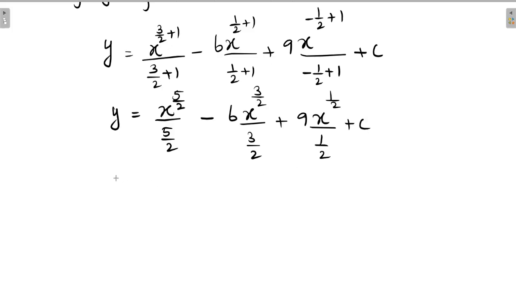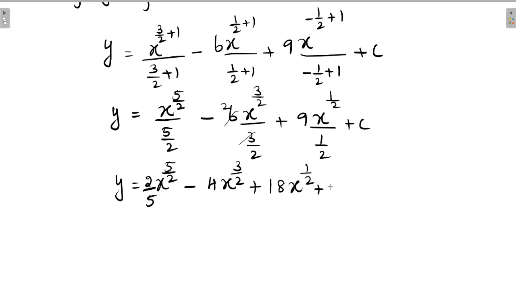Now we can simplify. Here the 3 by 2 will be cancelled, giving minus 4. The curve is y = (2/5) x^(5/2) − 2 × 2, that is 4, times x^(3/2), plus 18 x^(1/2) + c.